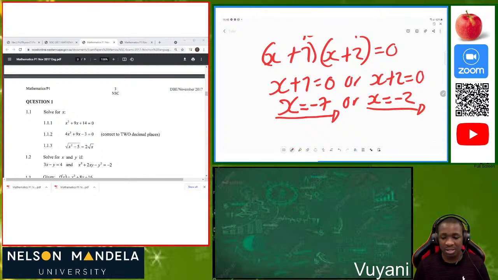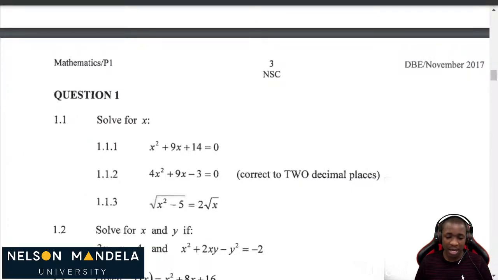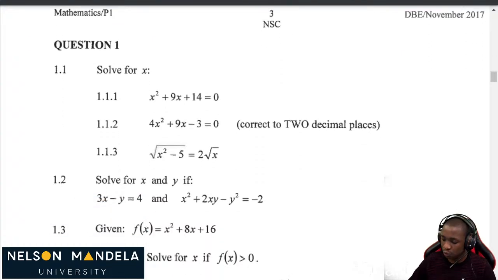The questions are almost similar, but I believe that when we are doing more questions, more practice, it will be easy for us. So x is equal to negative 7, or x is equal to negative 2. This is grade 12 final exam. The same questions on x are asked as well as the questions which are asked in grade 11. Now, if there is no one with any question, we move to 1.1.2.